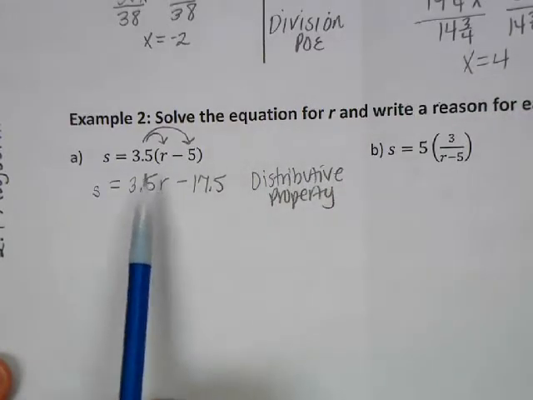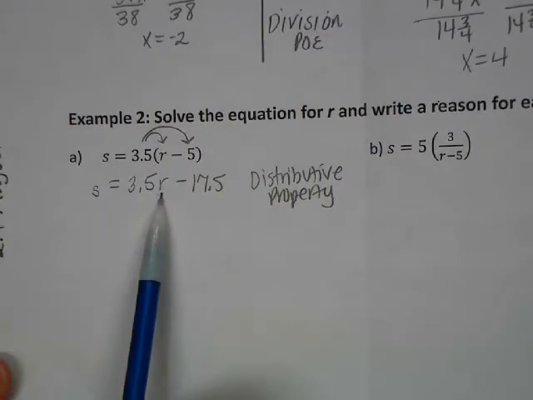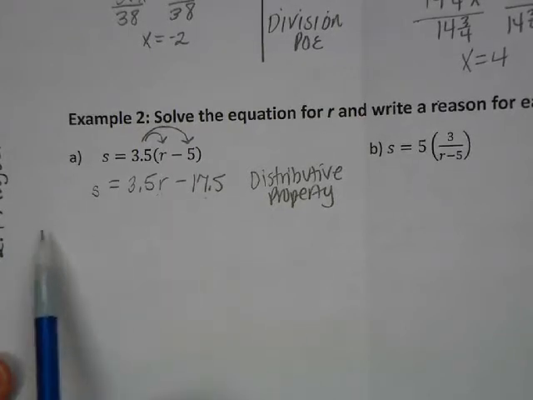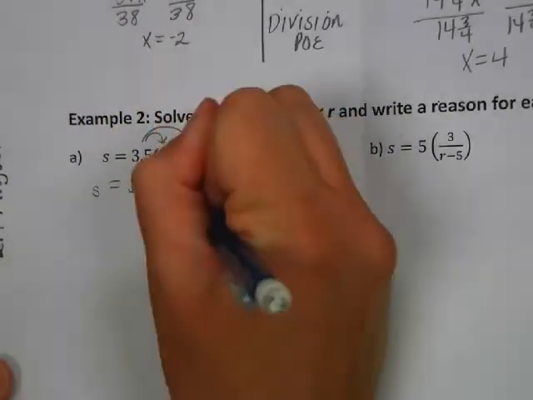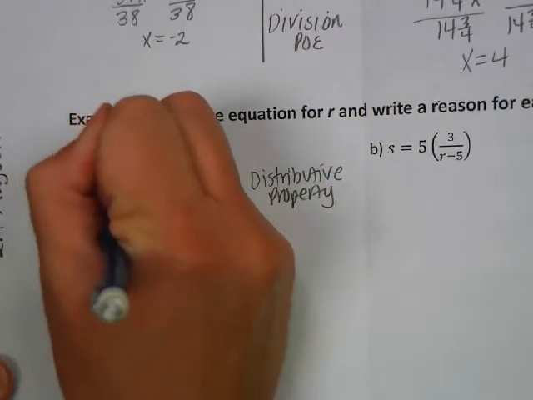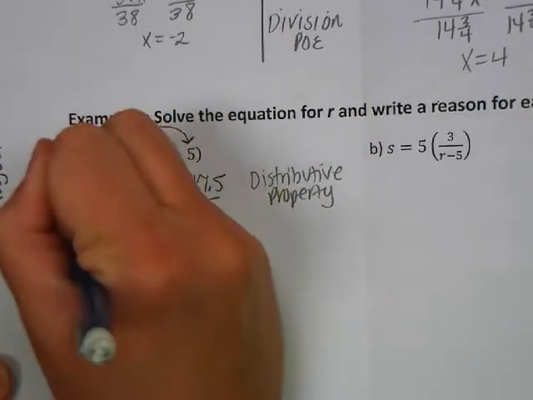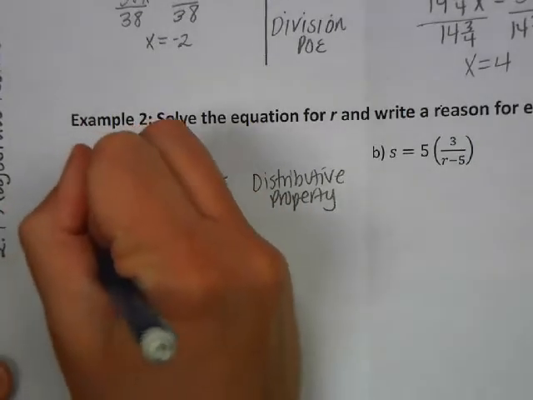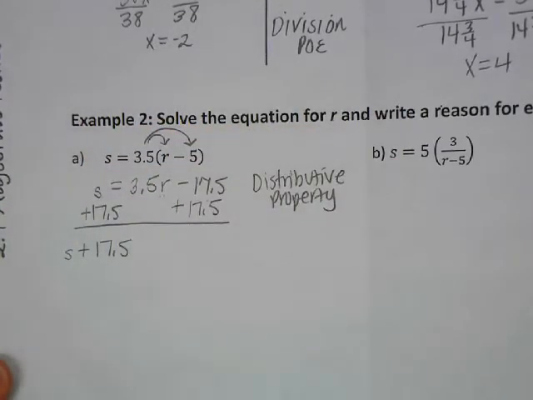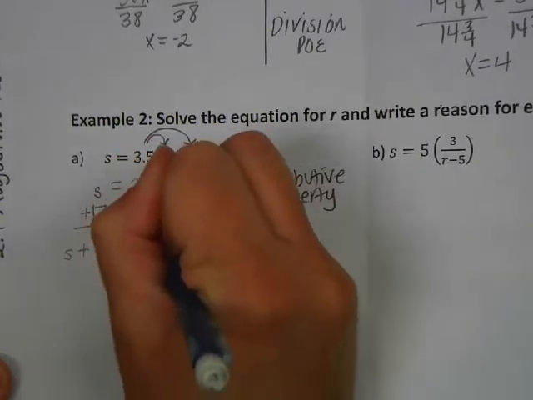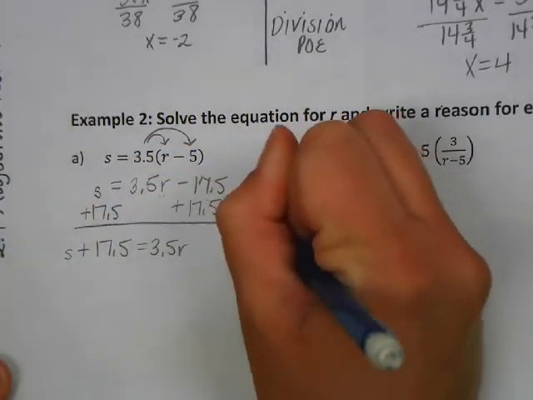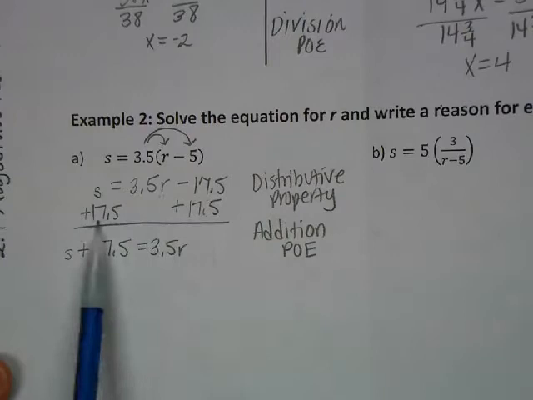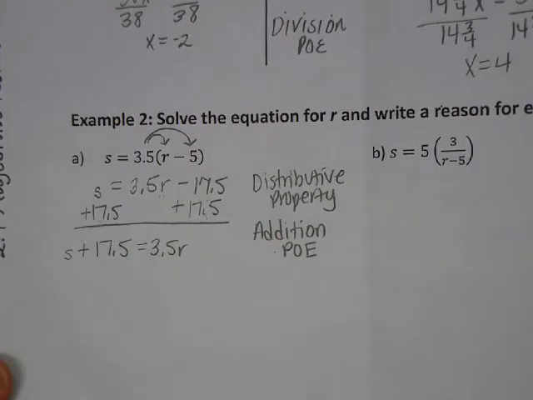And again, since I'm trying to get r isolated, what I want to do is bring this 17.5 over to the other side. Now, s and 17.5 are not like terms, so just write it as s plus 17.5. And since I added the same value to both sides, that's the addition property of equality.